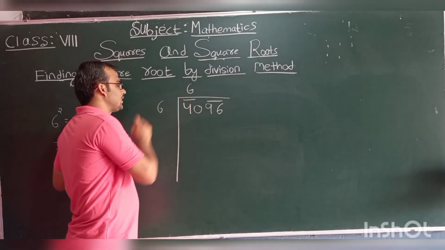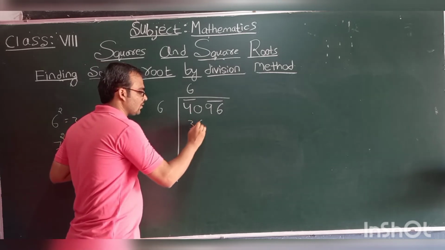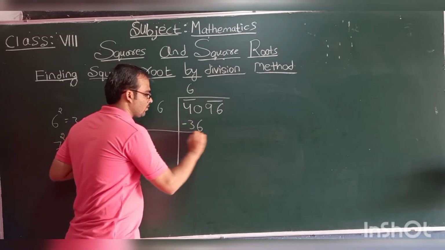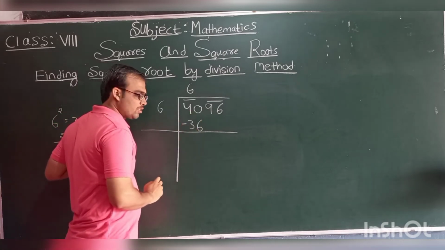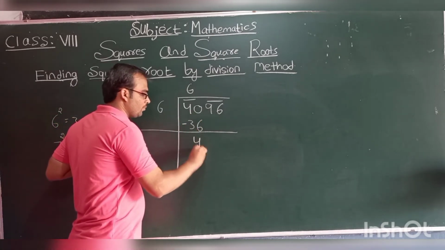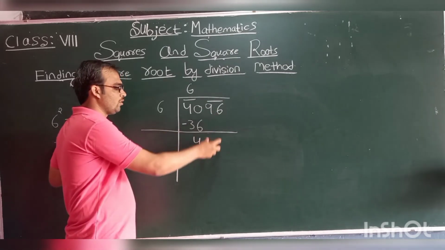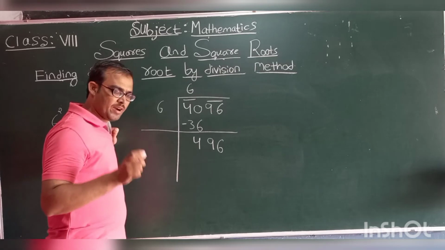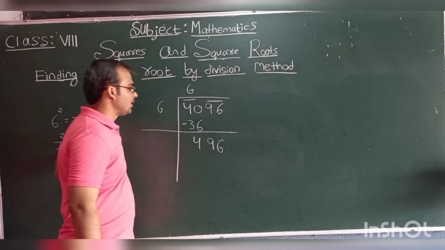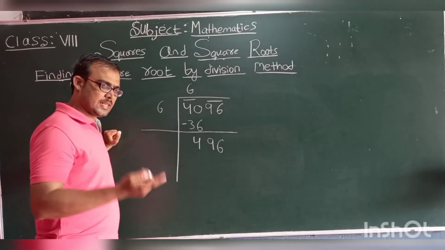Now 6 sixes are 36, minus. Okay. Now 40 minus 36 is what, students? 4. Okay. Now bring down these numbers, that is 96. Now your new dividend is what? 496.